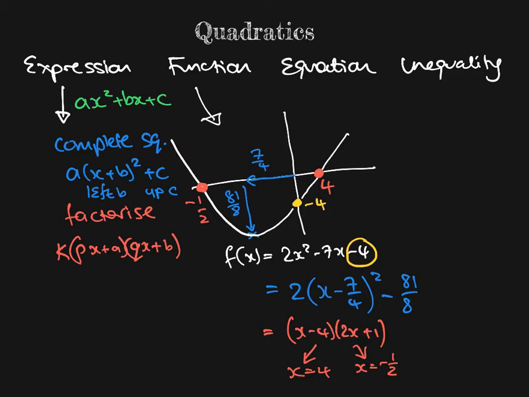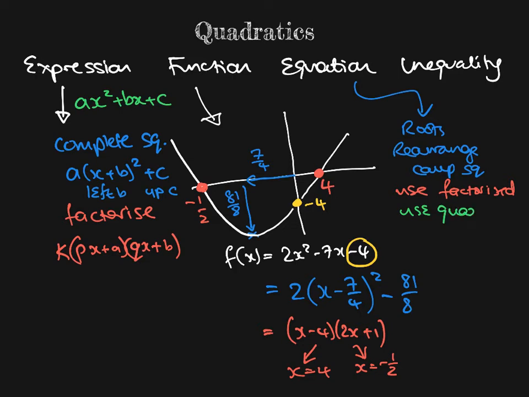If I couldn't factorise it, given that I've already completed the square, I would probably rearrange the completed square. So to solve the equation and find the roots, I could rearrange the completed square, or I could use the factorised version, or I could use the quadratic formula. But why would I do that when I've already completed the square to get the turning point? And also, the quadratic formula is the completed square, as we will see this week when we do the problem sheet.